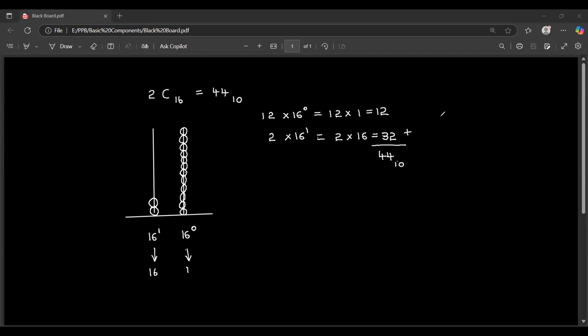You have other methods also. You can write it down directly. Like let's say we have 2 and c to the base 16. What you can do is c is equal to 12, so you have to multiply it by 12 into its place value, which is equal to 1. Then we have to add it with 2 times 16. The place value of the digit 2 is equal to 16, so it will be 2 into 16, so that will be equal to 12 plus 32, so 44 to the base 10.